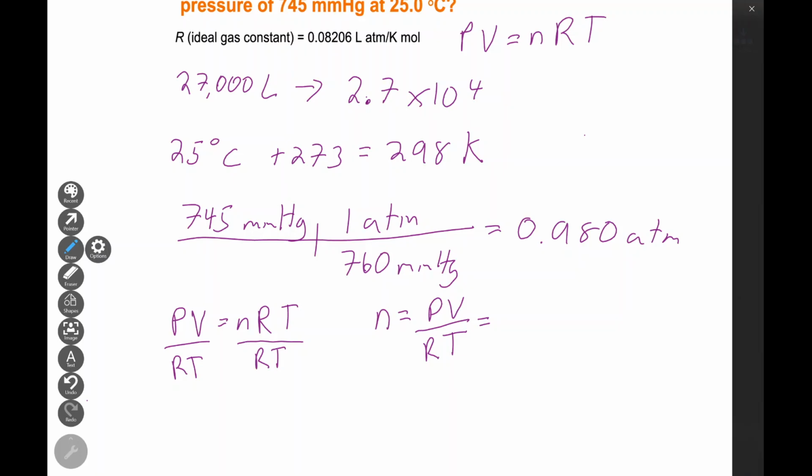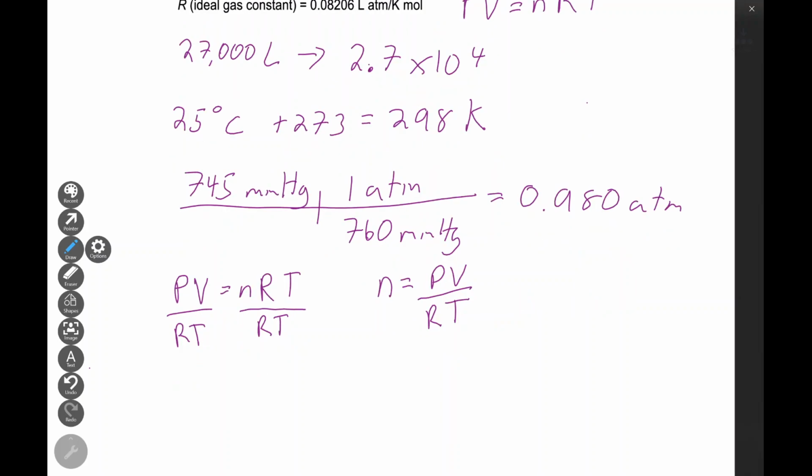Now we should have everything we need to solve this problem. We're looking for the number of moles, so we need to rearrange our equation to give us number of moles. Let's rewrite our equation: PV is equal to nRT. We want n by itself, so let's divide both sides by RT. We end up with n is equal to PV over RT.